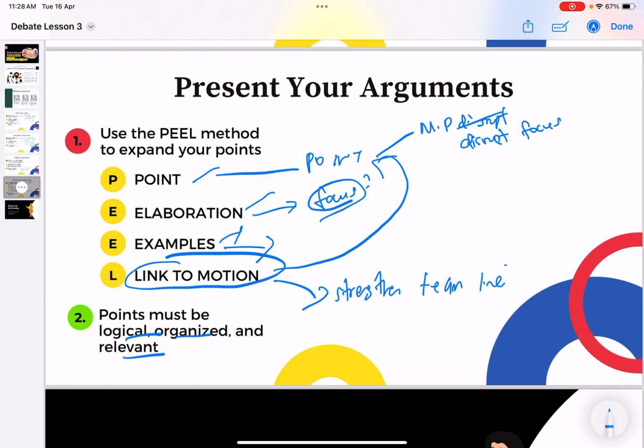But if you really lay out your arguments, you give your point, you give three or four elaborations, and then you give really strong examples, like Instagram, Snapchat, TikTok. Say all this. And then give some research. Maybe you have done your research, right? Drop in some of the studies that have been done, and then you link it back to the motion.